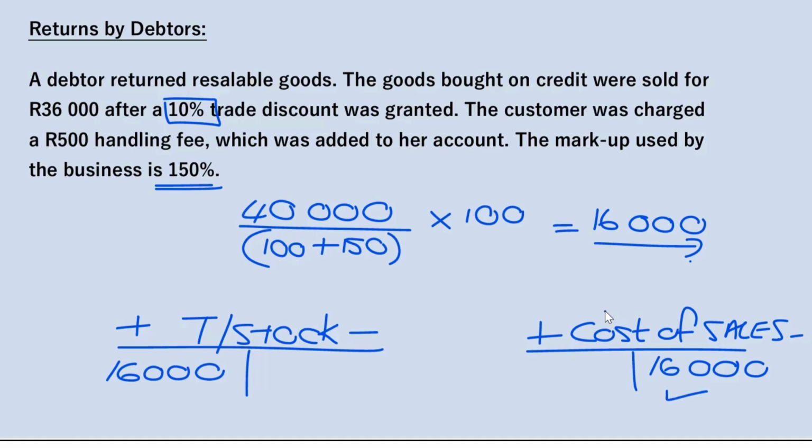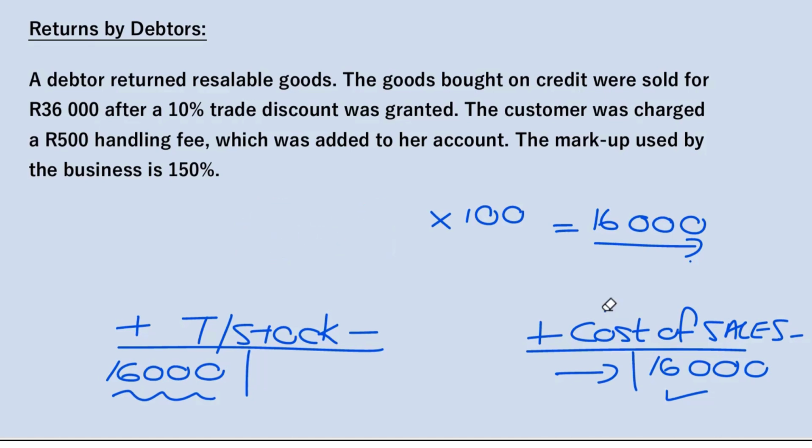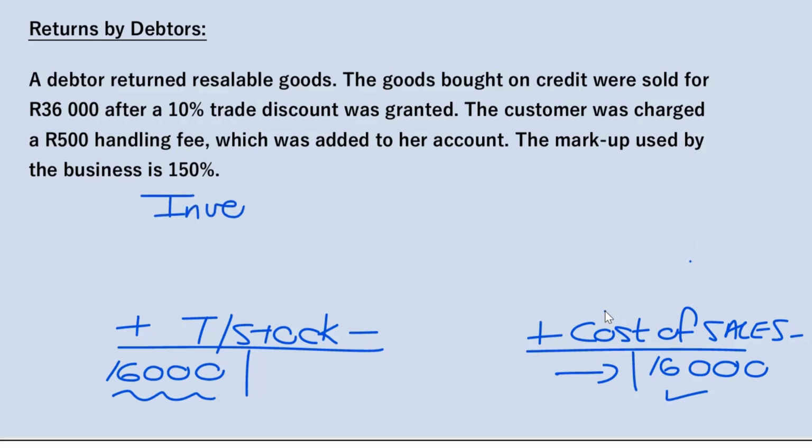Good. Students must note that your sales will decrease with that 36,000, with the debtors allowance, but then your cost of sales will decrease with the cost of that product. Correct. And where would we go with that? To the statement of financial position, or the inventory note. Yes, the inventory note. What happens to your inventory now? These things are coming back, so you have to add it back to your trading stock. Perfect.